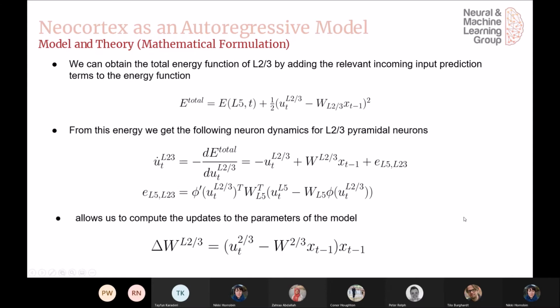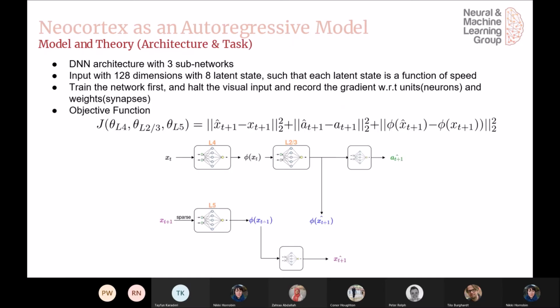You can extend this by adding the part which is related to layer 2-3. This term says that the activity of the neurons in layer 2-3 should be equal to the prediction. So the layer 2-3 parameters try to predict what's going to be next. Similarly, you can get the neural dynamics for layer 2-3, and if you take the derivative with respect to the parameters of layer 2-3, you can get the update rule for your model. And one possible architecture, not the only possible architecture that can capture an energy model, is the architecture I'm showing you here.